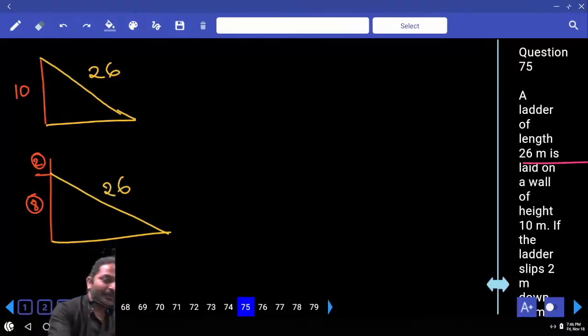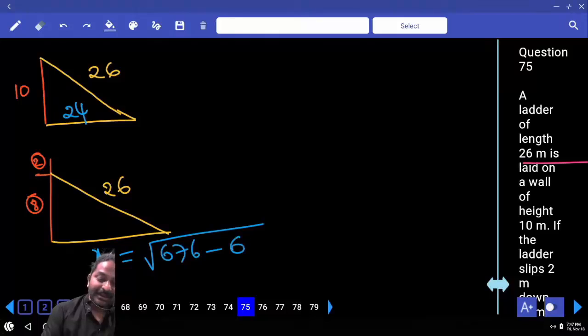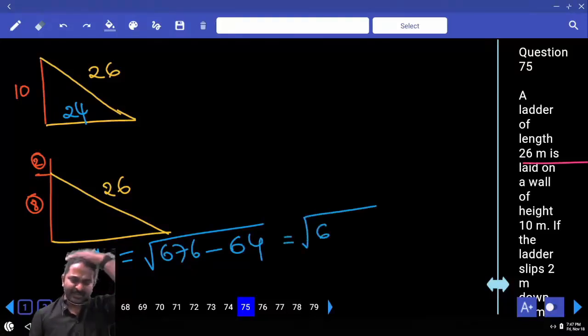Correct. Using Pythagoras, the base value is under root of 26 square minus 10 square, under root of 24. Pakka? Now I am treating the new base as x, which is equal to under root of 26 square, 676, minus 8 square, 64, correct? Which is under root of 612.